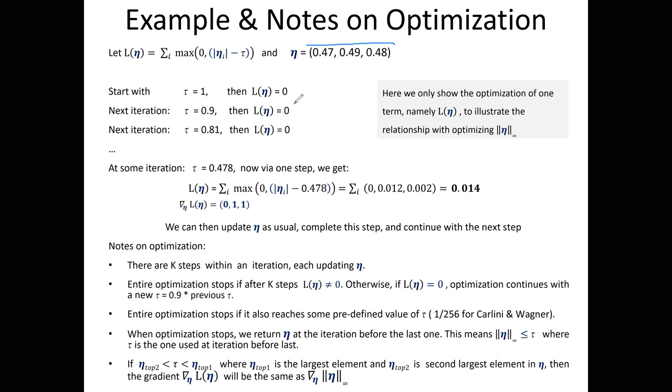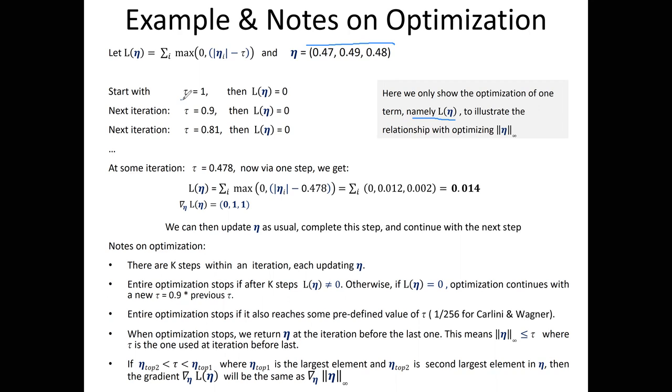So let's begin and see how the optimization will work now with this proxy function. We're only going to be showing the optimization of this proxy function, L of eta, and not the L of eta plus the other term, just to get the point across and to illustrate this relationship with optimizing just the true L infinity norm.